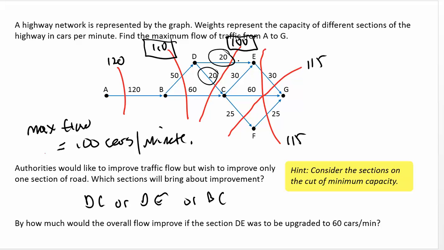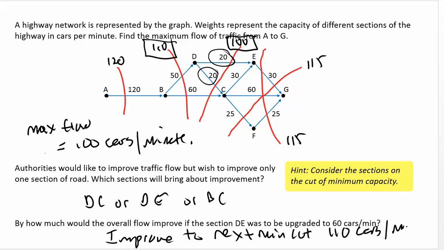So if I was to increase DE through to 60 cars per minute, then I can only really improve to the next minimum cut, which is 110 cars per minute.